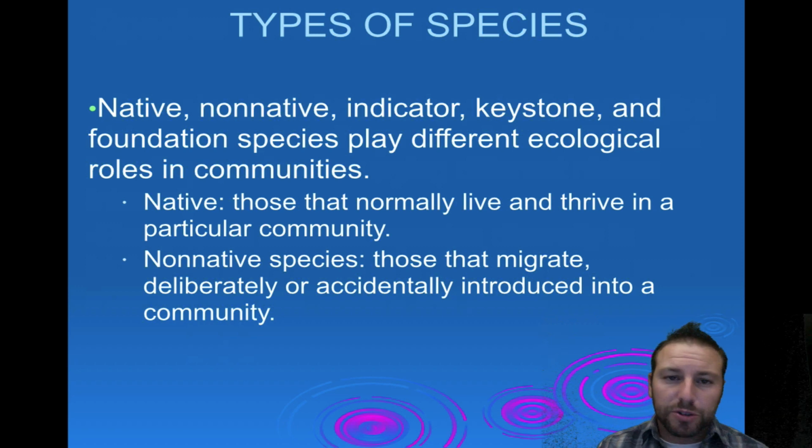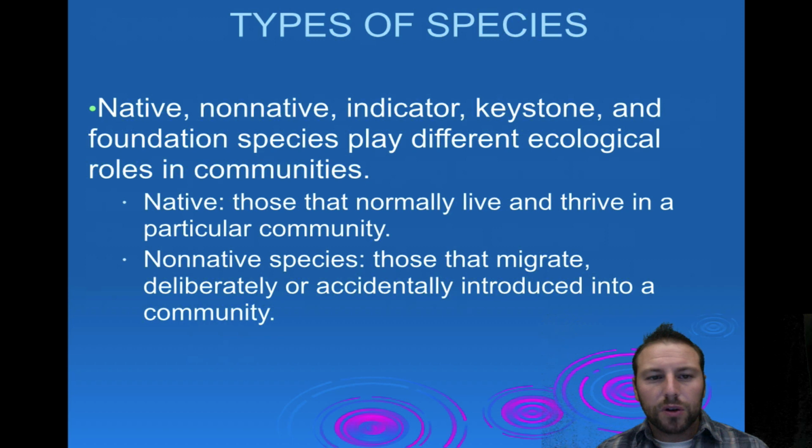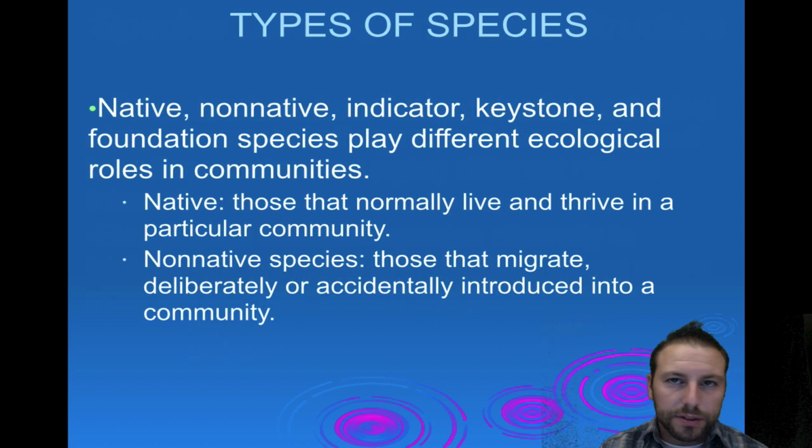There's many different types of species, but we can basically break them down into about 4 or 5. We have native species in the area, non-native or invasive species, sometimes called exotic species, indicator species, keystone, and foundation species. And they all have different roles within a community. Native species are just organisms that normally live and thrive in a particular community. So here on Long Island, a deer is considered a native species. The gray squirrel is also considered a native species here.